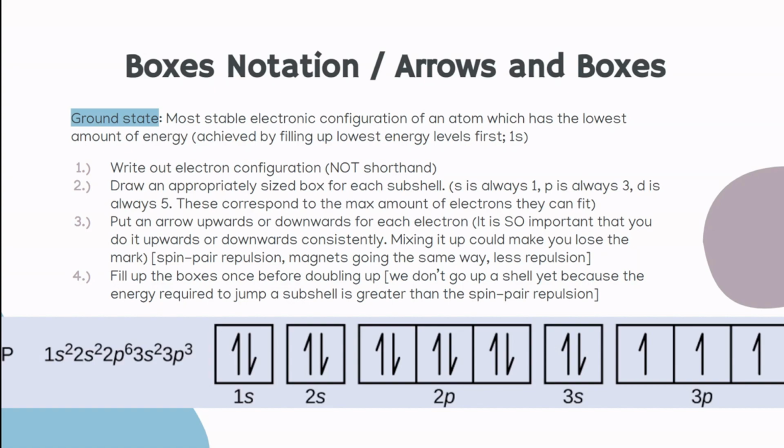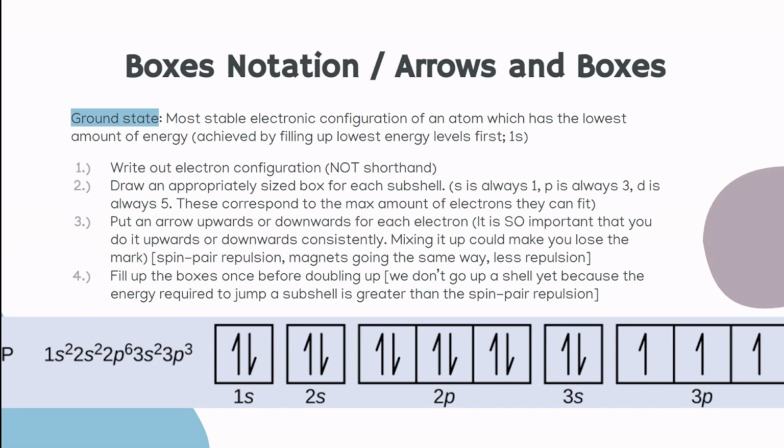So the first step I'd recommend is to write out the electron configuration. For phosphorus, it is what you see there, 1s2, 2s2, and so on. And I do not think at all you should write shorthand, because you'll never be asked to write shorthand boxes notation, so it's just going to hurt you if you don't write out all of the electrons because you don't really know what you're going to draw.